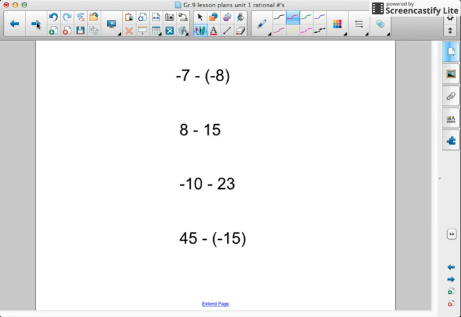Let's do just a few more examples of these. -7 subtract a -8. So I can plus a positive, I end up getting a positive 1. Or if you were to think about that, -7, take away $8 of debt. Okay, if you take away debt, that's a good thing. It's going to increase. You're going to end up with $1. 8 subtract 15. Well, I could change this to a plus. Make that a negative. 8 plus a -15 is -7.